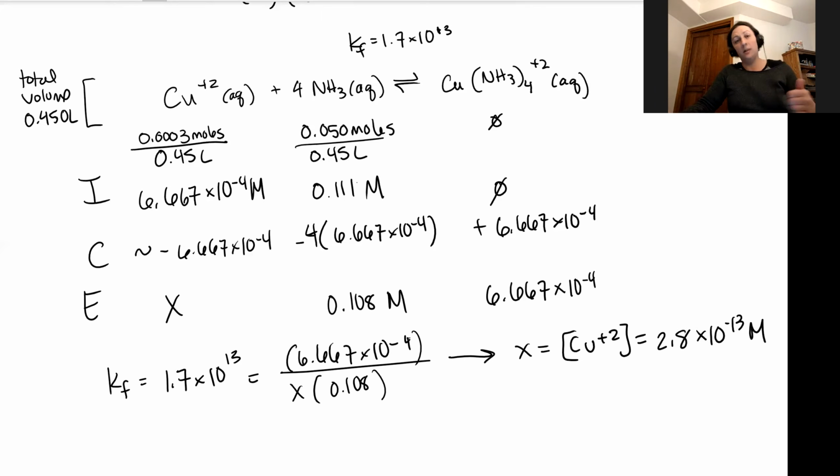So if this is a little more intuitive, it's definitely, I think, a little bit faster. We don't have to go through that limiting reactant step or do the before change after stoichiometry table. And we're getting the same answer.